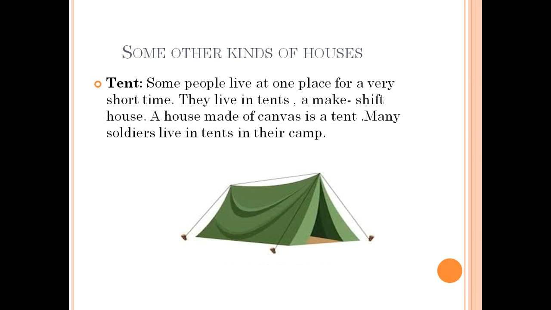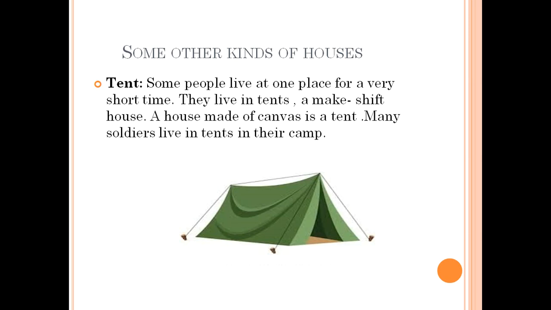A tent is also known as a makeshift house. Now, you'll wonder, what is a makeshift house? Well, it is very simple. A tent is known as a makeshift house because it can be easily moved or shifted from one place and can be installed in any other place very easily. It is easy to install and remove as per the requirement.